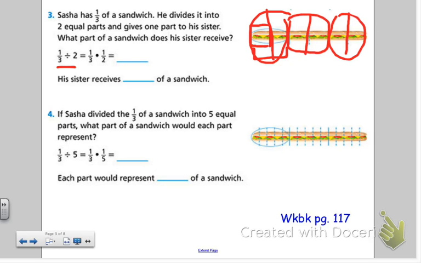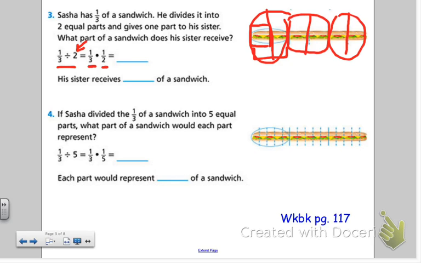So he has 1/3 of a sandwich, and he's cutting it in half. He's dividing it for himself and his sister. Look what happens at the second number here. The 1/3 stayed the same, but the second number, dividing by 2, well, that became 1/2. We turned the whole number 2 into a fraction.